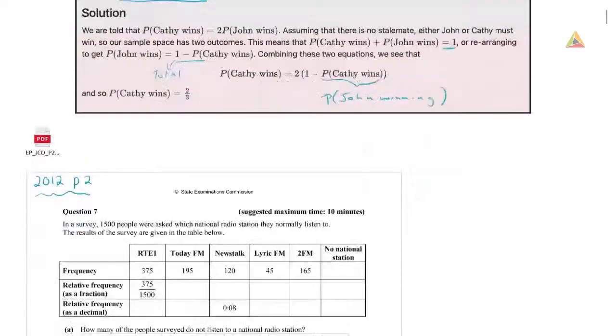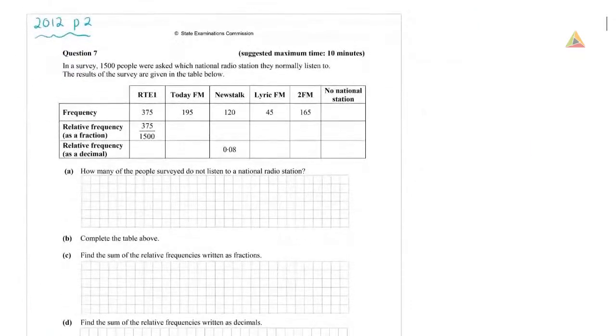So the first question I pulled there is from 2012, paper 2, question 7. In a survey, 1,500 people were asked which national radio station they normally listen to, and the results of the survey are given in the table below. The first question there: how many of the people surveyed do not listen to a national radio station?